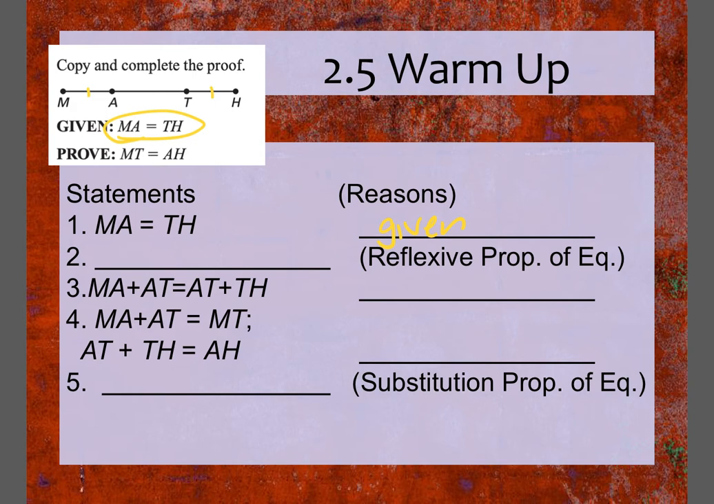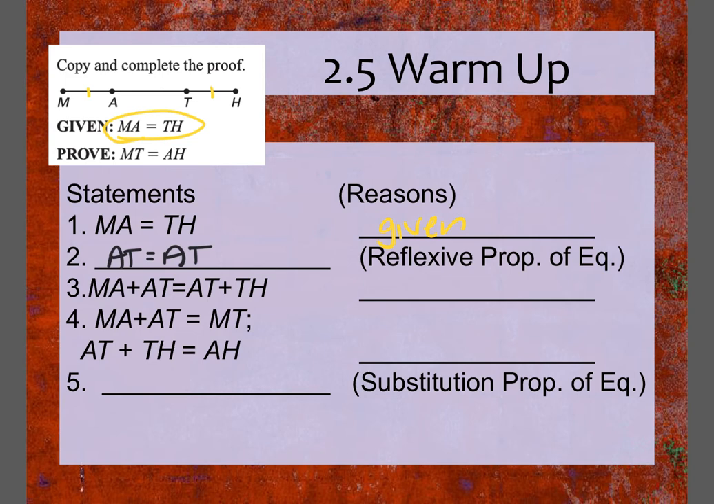Then the second thing says reflexive property of equality. So what is a reflexive property? Good. Anything that equals itself. If I just used 1 and 2 to gather that information, it's kind of hard because I could say that anything equals itself. But if you glance at what's next in 3, what do they do? They add AT to both sides of the equation, right? So before I do that, I'm going to state that AT equals itself, and that's the reflexive property. So this would be AT equals AT, because then they add it to both sides of the equal sign.